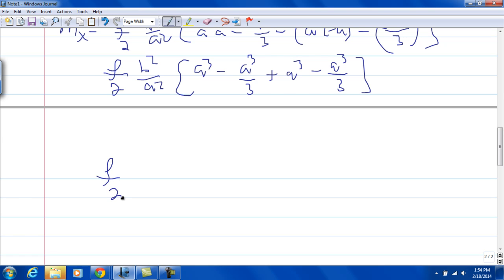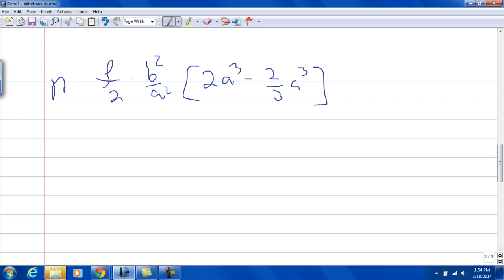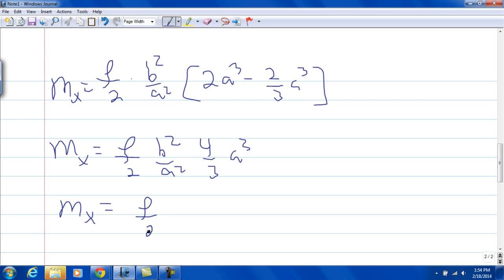So we have rho over 2 times b squared over a squared times 2a cubed minus 2/3 a cubed. So what's 2 minus 2/3? Well, that's 6/3 minus 2/3, which is just going to be 4/3. So rho over 2 b squared over a squared times 4/3 a cubed. One more step though is that we have a cubed and a squared. We can reduce that to make it rho over 2 times 4ab squared over 3.